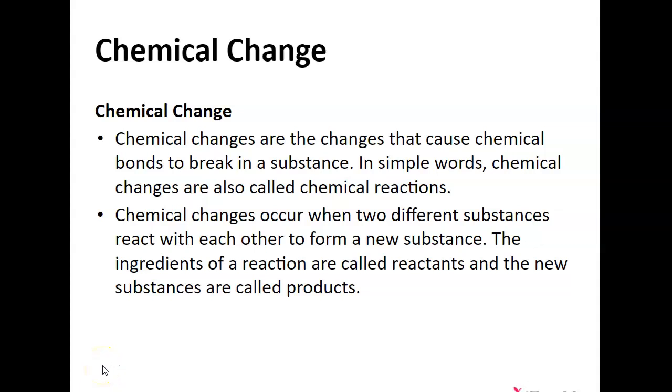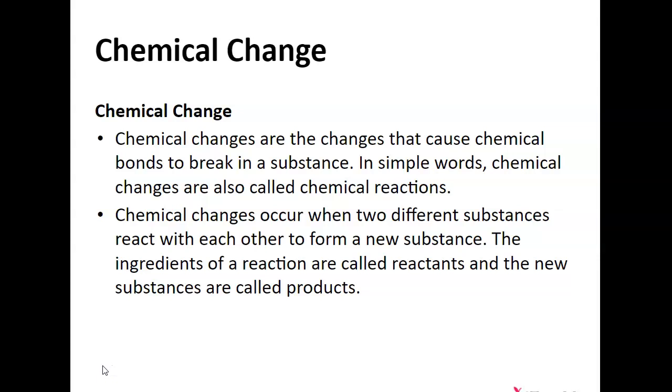Hello and welcome back. So we've already talked about a physical change and what it is. Remember, it was like if you break a pencil, if you cut a piece of paper, if we did any of our phase changes from a solid, liquid to a gas, those were all physical changes. So now we're going to talk about chemical changes.